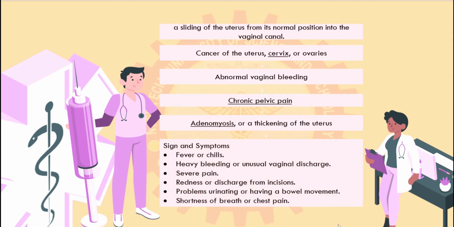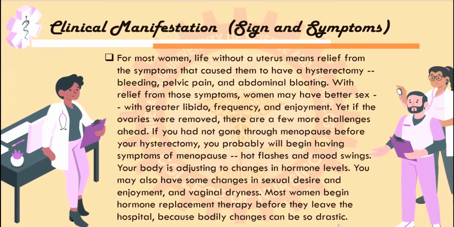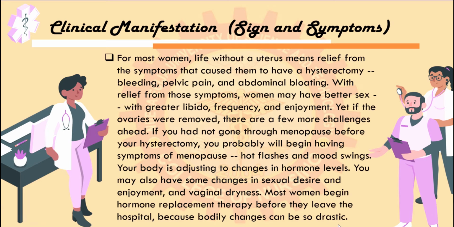For the signs and symptoms, it includes fever or chills, heavy bleeding, or unusual vaginal discharge, severe pain, redness or discharge from incisions, problems urinating or having a bowel movement, and shortness of breath or chest pain. For the clinical manifestation, signs, and symptoms, for most women, life without a uterus means relief from the symptoms that cause them to have hysterectomy: bleeding, pelvic pain, and abdominal bloating.